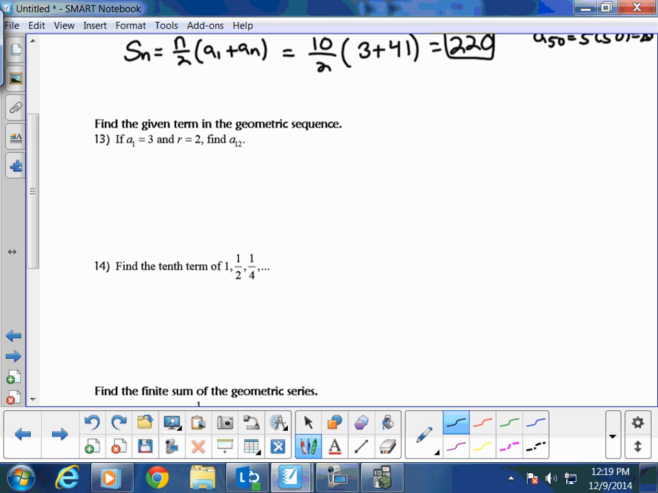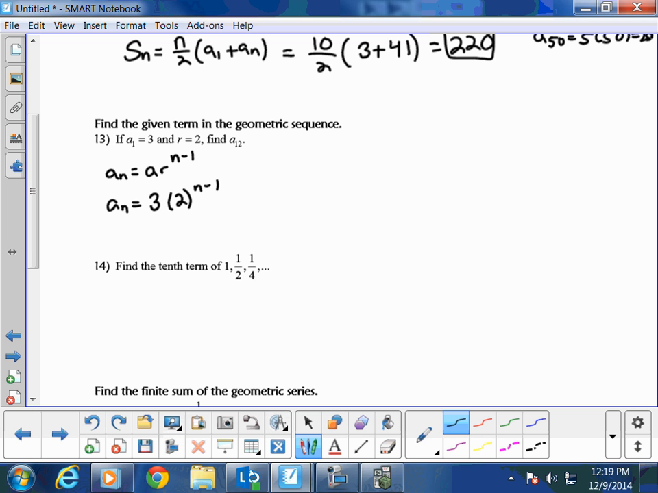The set of equations we're going to be using is, first of all, we still need to come up with A1 and R, which has been given right here. But we're going to actually apply this equation, A sub n is equal to A times R to the n minus 1. So let's go ahead and apply that. Now our A is 3, our R is 2, and we have n minus 1, so there's my equation.